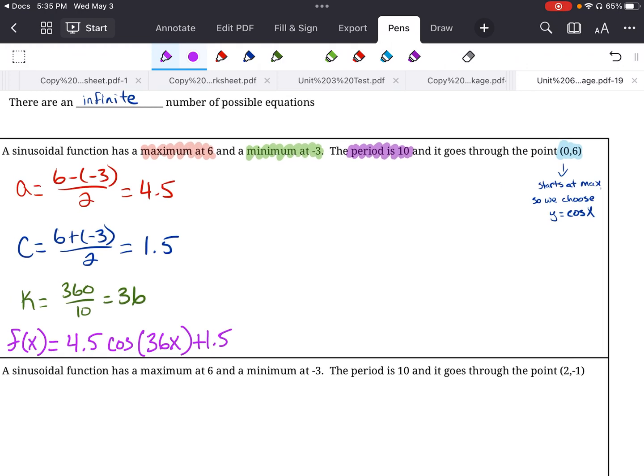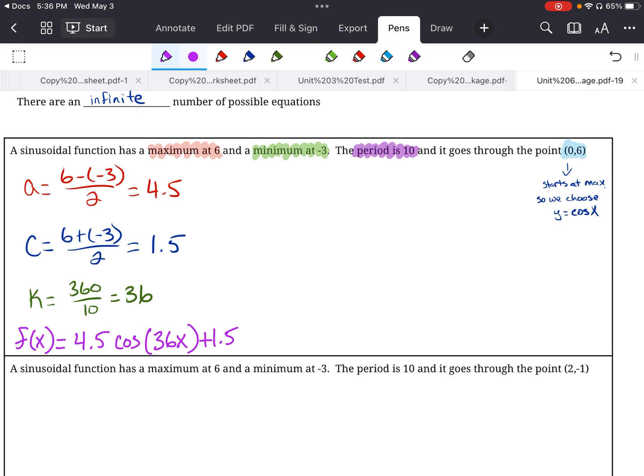Okay, if you're given this information, you may not quite understand where the phase shift would be if you wanted to do sine. So I'll just show you that quickly. If you choose y equals sine x, it's most proper to choose cos because it starts at the maximum, but what if you don't want to?